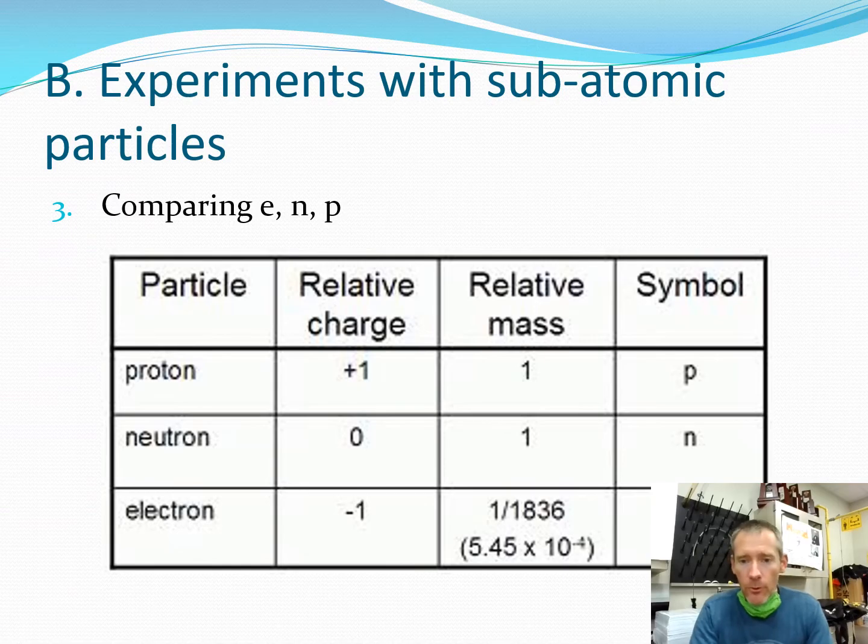So, a quick review of the experiments. Protons have a positive charge. Their relative mass, that is, their mass compared to other things in the atom, is 1. The symbol is P, or P+. A neutron has a charge of 0. Its mass is the same as a proton's, and its symbol is N, or N0. Electrons have a charge of -1, and their mass is relatively negligible, meaning they don't have any mass effect on the atom. The symbol is e-.